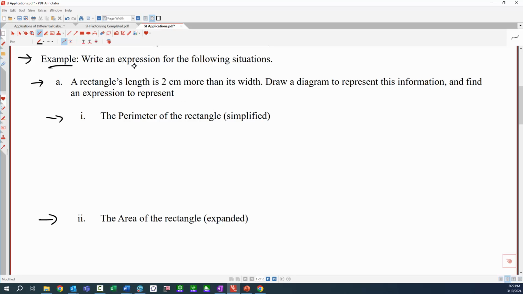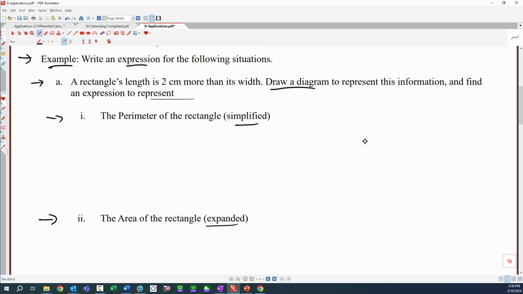Okay, now that you've got that written down, what we're going to do is write an expression for each of the following situations. So we've got a rectangle that has a length that is 2 centimeters more than its width. We need to draw a diagram to represent the information and find an expression to represent firstly the perimeter and secondly the area. They want this in what's called expanded form, and they want the perimeter in simplified form. The best way to do these is to actually draw the object.